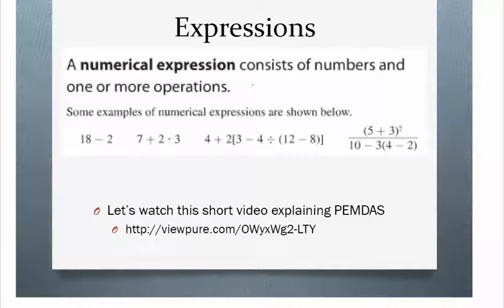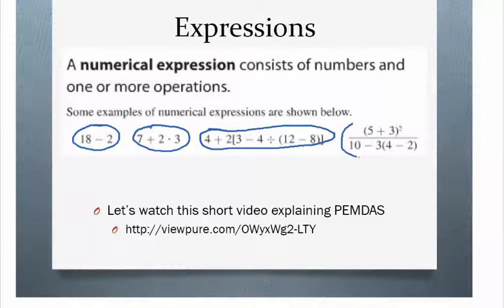It is something that consists of numbers and one or more operations. So remember, operations are addition, subtraction, multiplication, division, okay? And so here, these are all different expressions. Okay, all different expressions.